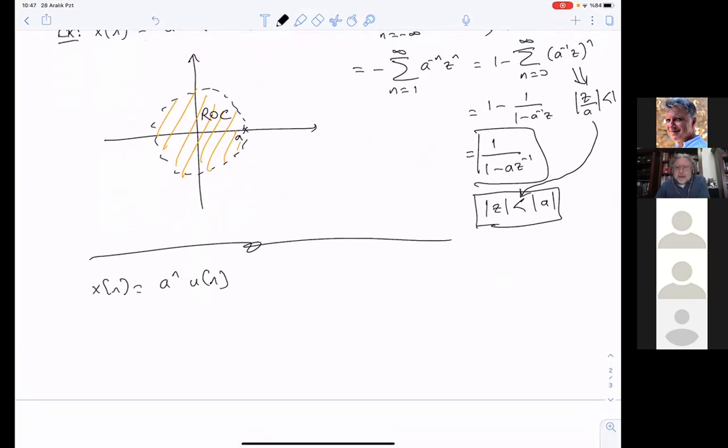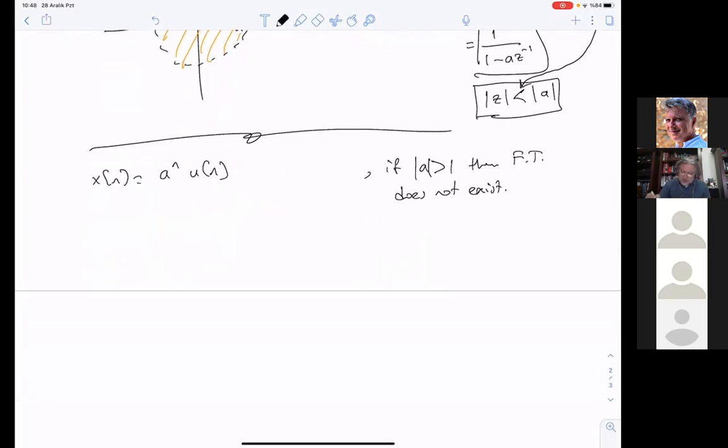We know that if A is greater than 1, or the magnitude of A, in other words, is greater than 1, then the Fourier transform does not exist because it violates the Dirichlet conditions. It will be an increasing exponential. A to the n as A greater than 1 will be an increasing exponential, and therefore its Fourier transform does not converge.